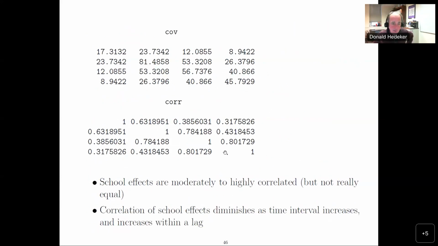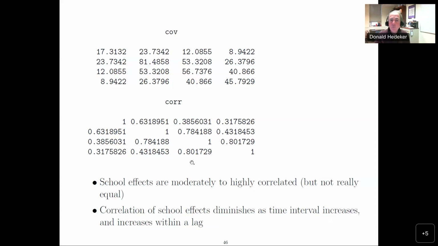All right, so what you see is that they're pretty strong, as you would suspect. But they tend to diminish if the time lag is increased. So for example, here shows the correlation of kindergarten and fifth grade. Well, that's not quite as strong as kindergarten and first grade, as you would expect. And the correlation seems, at least within that first lag, to increase a bit across time.